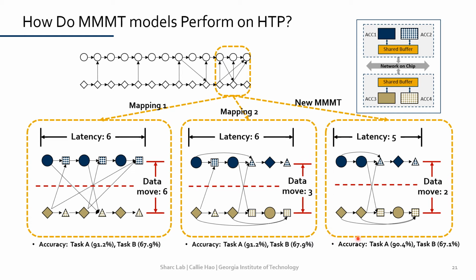And in the third example, we tweaked the model by removing one of the fusion operations. And here is the accuracy change. Comparing with the previous one, we can see that we suffer from less than 1% accuracy loss, but we achieved a much more hardware-friendly MMT model structure and mapping. So here we have a total of 5 unit latency, and the data movement is actually only 2 across different groups.